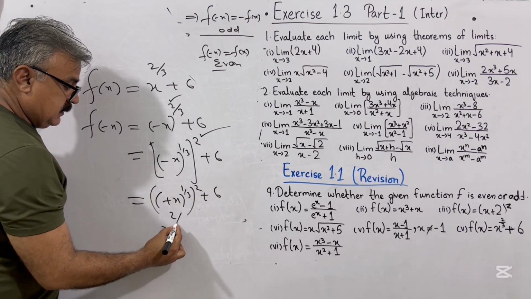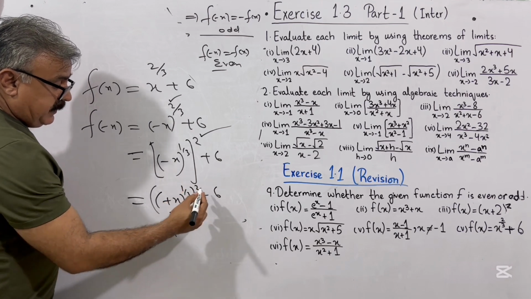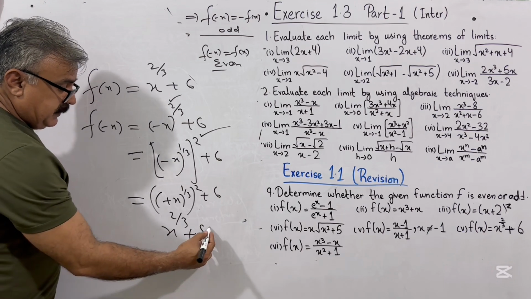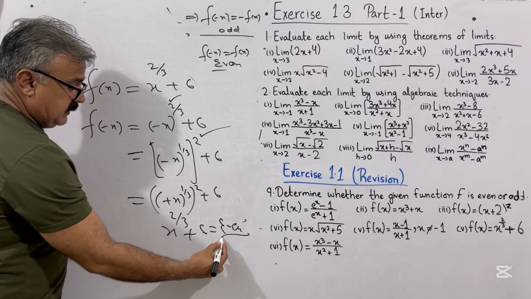So it is x, a power having another power, multiply the powers: 1 over 3 times 2, which is 2 over 3, plus 6. It remains the same. So the function is even.